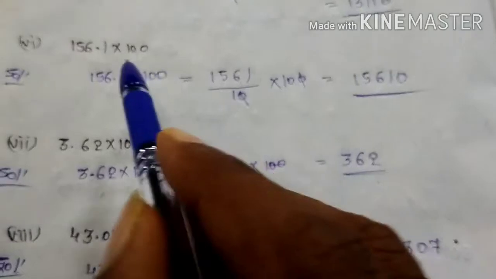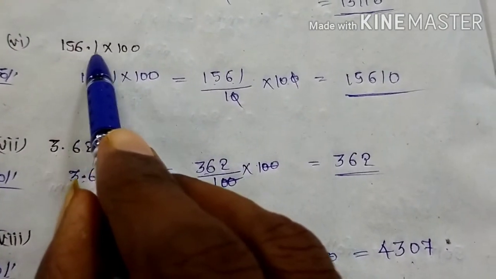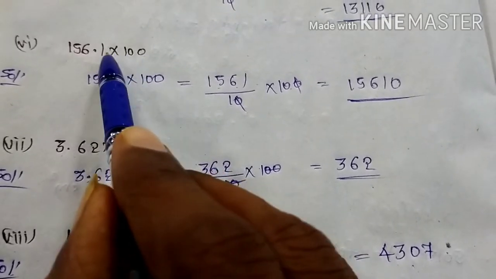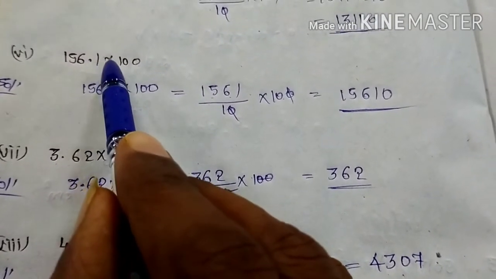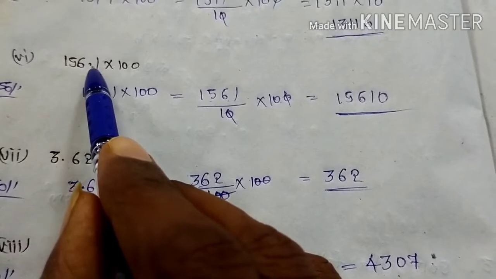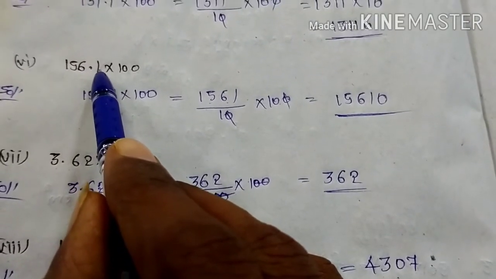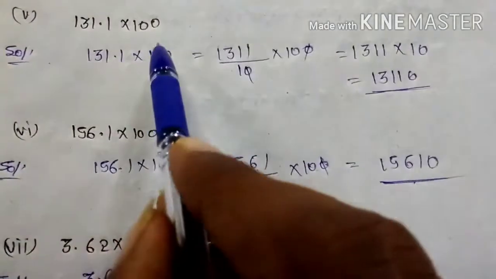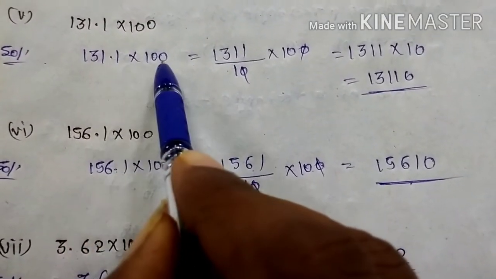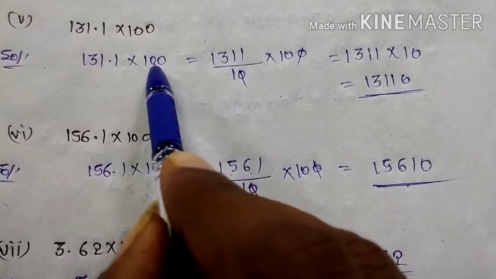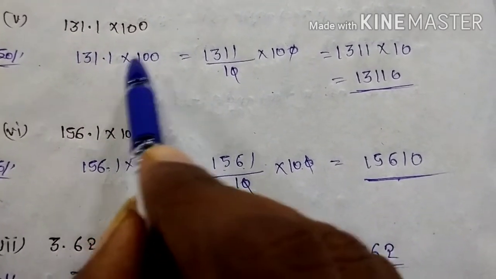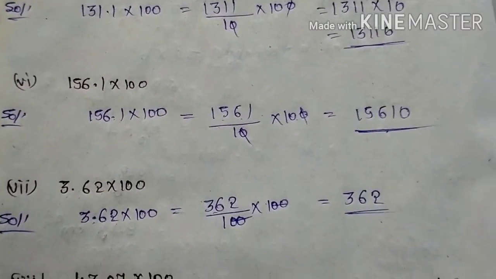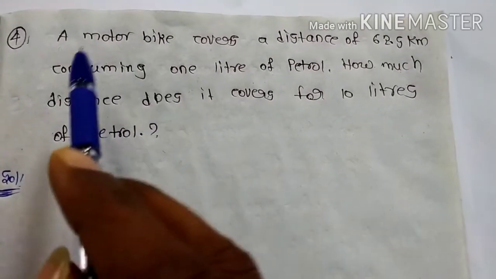Yes or no? Yes. In a similar way, 156.1 into 100. How many zeros? 2 zeros. That means the decimal point moves to the right 2 places. That means 15610. Yes or no? Yes. Very easy problems here. 131.1: how many zeros? 2 zeros. That means the decimal point shifts 2 places to the right. Yes or no? 13110 is your solution. Now you can see one more question.